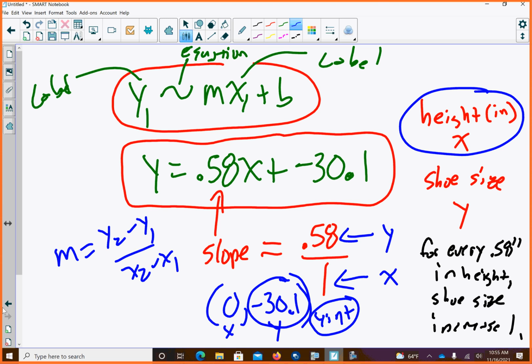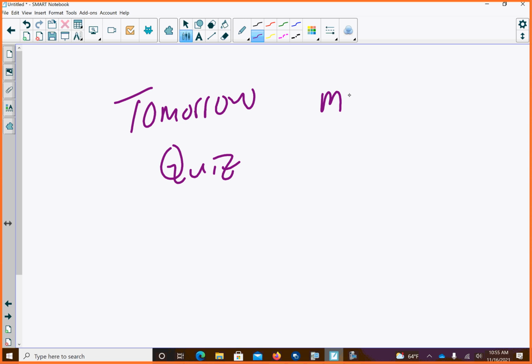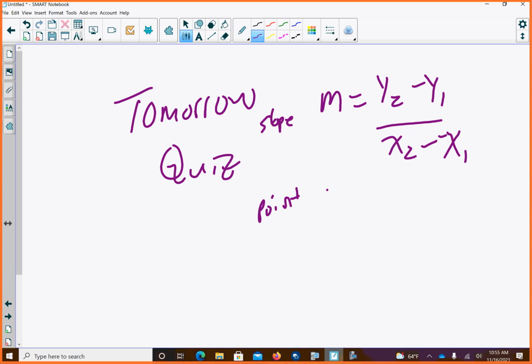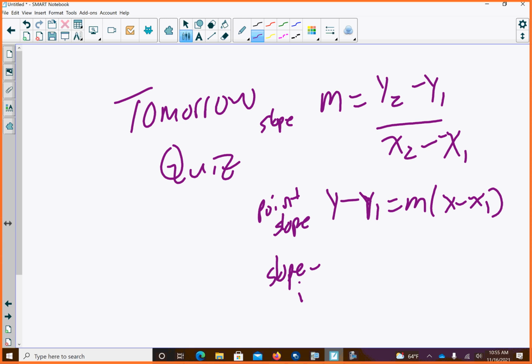So, my friends, with this I just wanted us to have a little fun with this context, and we're going to play around with it a little bit more. But tomorrow, my friends, we do have a quiz. On the quiz, I have at the top the slope equation, and I have it labeled. It says slope equation, and then I have point slope at the top of the front, which is this. And that's point slope, and then I have slope intercept.